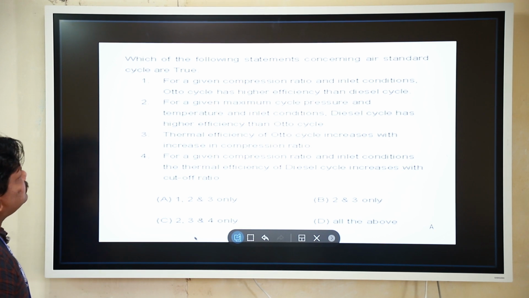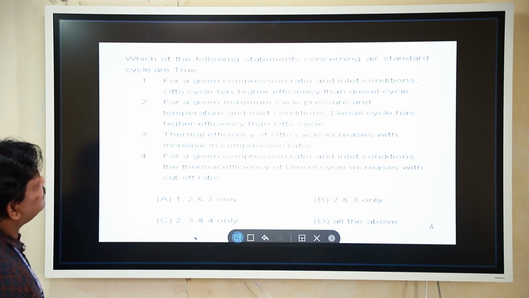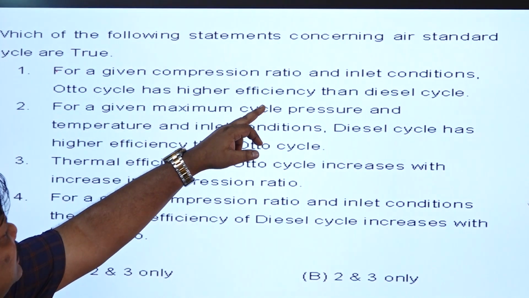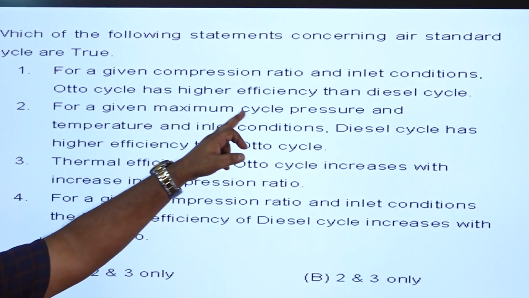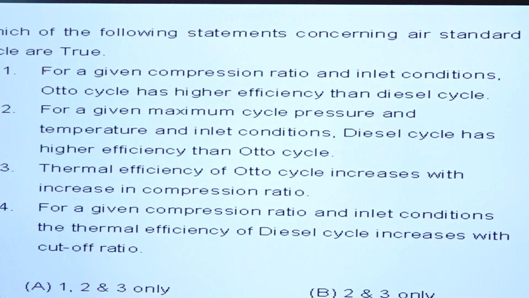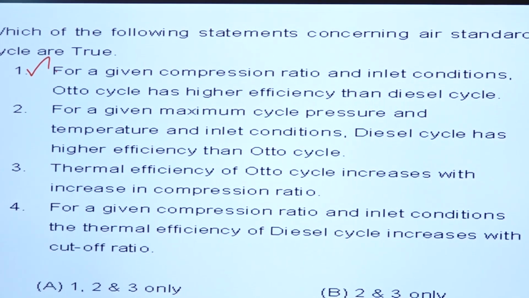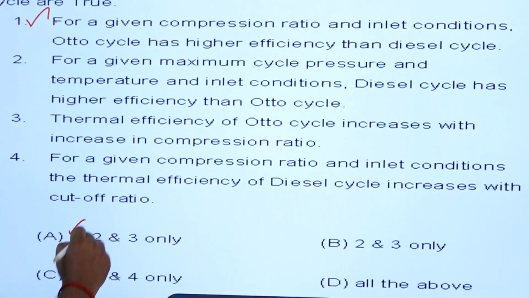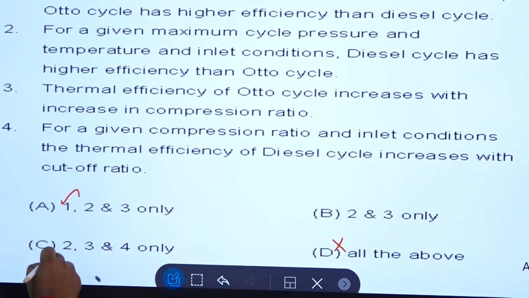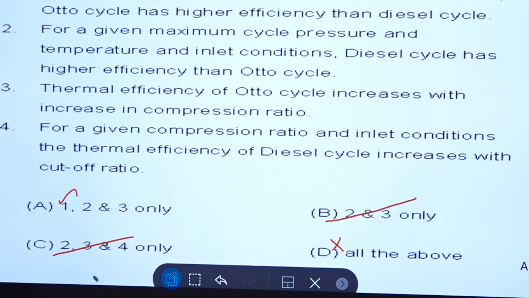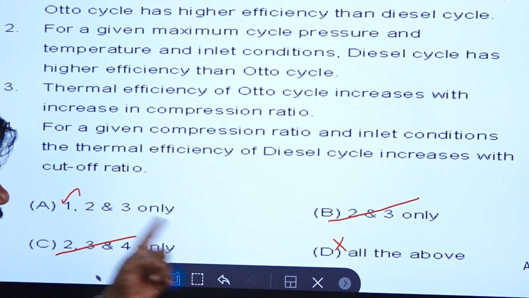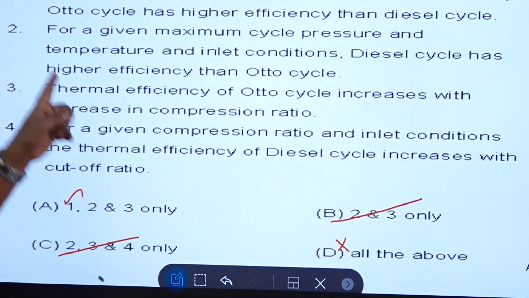And the next question. Which of the following statements concerning air standard cycles are true? For a given compression ratio and inlet conditions, Otto cycle has higher efficiency than diesel cycle. Now only we have seen this, so this statement is true. Okay, so it lies in one. But anyhow you see here all the above is there, so you can eliminate these two easily. So now you only have two options, one is A and the other option is D. Okay, so you go to the next one.